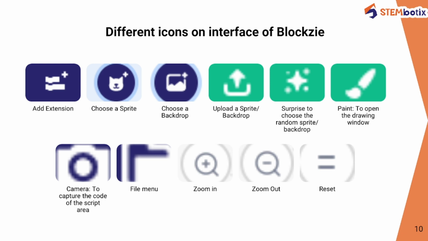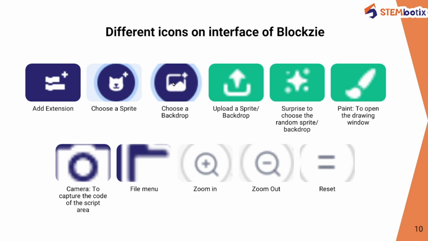If you are using a different kind of project and you want to add something new other than the available blocks, you can just use this to add different blocks. Then, as discussed, this is used to choose a sprite, meaning if you want to create a different project and you need another sprite, you just click onto it and you will have a list.